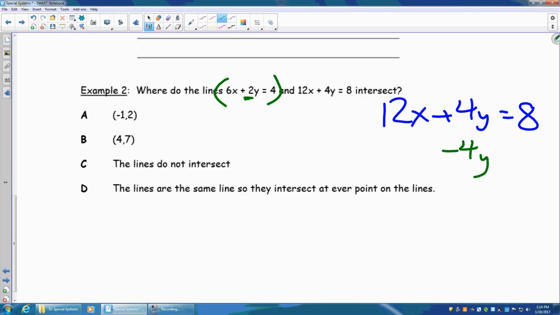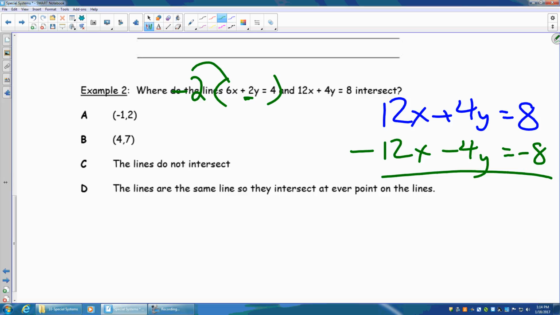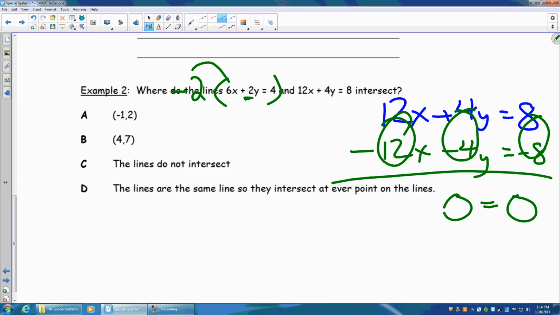What can I multiply that 2 by? Well, obviously negative 2 again. So let's do that. You get negative 12x, negative 4y, and negative 8. And does everyone see how here, zeros across the board? So 0 is 0. So obviously, which one is it from our last example that we just did? The lines are the same lines, so they intersect at every point on the lines. Ooh, spelled that one wrong.